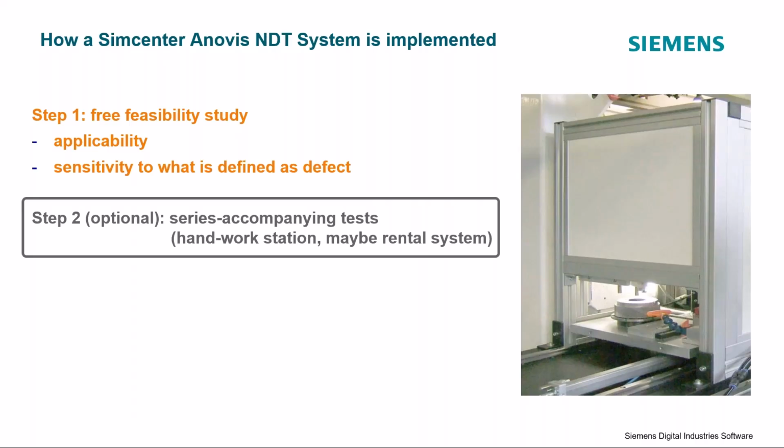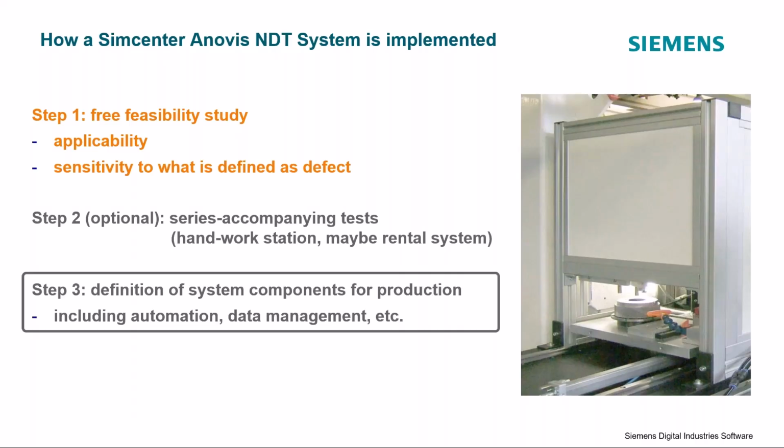And maybe they even ask for a rental system for a month or even longer, so that they can collect their own experience with the system. Sometimes this is necessary to get a budget or to get a new kind of NDT method started. Then step 3, if you have the measurements at the lab or maybe at the factory, it must be easy to define the right system components that you need for production.